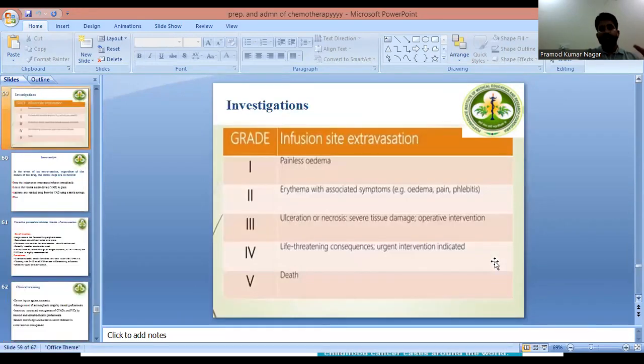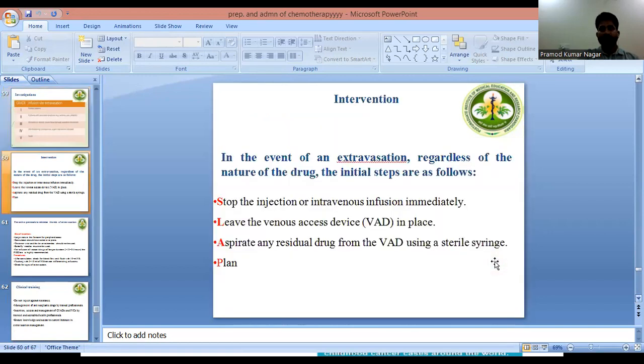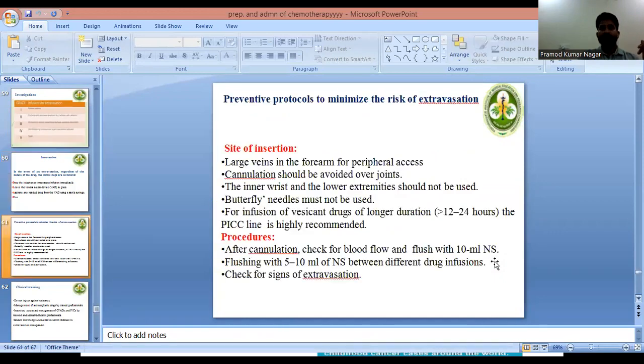This is the grading of the extravasation. Grade 1 to 5, and as per the signs and symptoms, you grade the extravasation and act accordingly. In the event of extravasation, if it is noticed in the daycare setting or in your ward area, then immediately stop the infusion, leave the venous access device in place, aspirate any residual volume, and plan as per your hospital protocol. This is SLAP: Stop, Leave, Aspirate, and Plan.